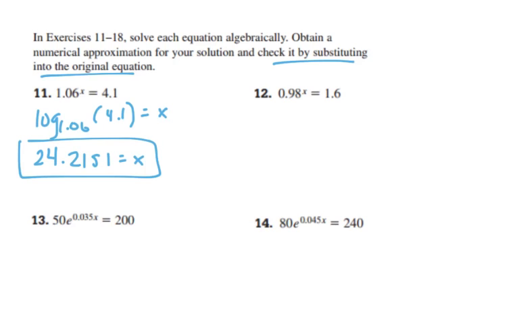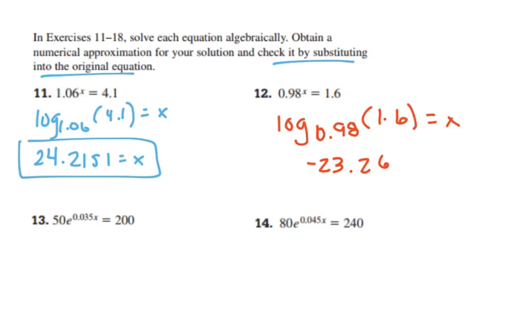So next piece here, again, it's in exponential format, so if we write it as log base 0.98 of 1.6, that's going to be what we plug into our calculator and get a decimal. And so our result is negative 23.2644.